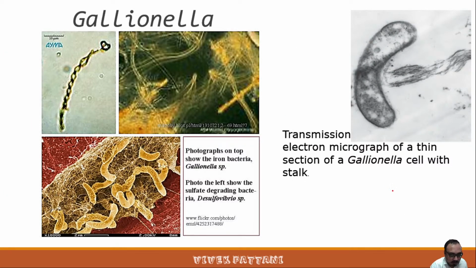These are the photographs of Gallionella. Now, for example, what is a stalk? This one is a bacterium, a kidney shaped bacterium. The structures you see here are basically the stalk. Similarly in these photographs also, you can see the stalk here. Please have a look.